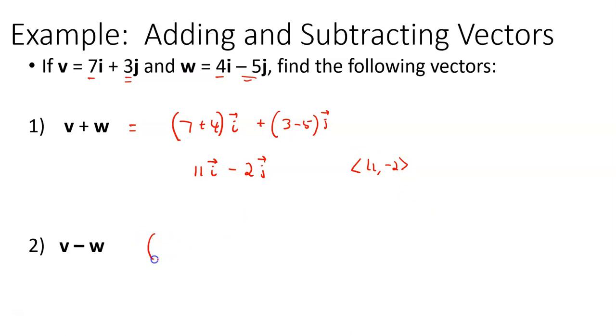The second one says do v minus w. So now we're going to take all the components and subtract them, meaning we're going to do 7 minus 4 in the i direction, and we're going to do 3 minus a negative 5 in the j direction. We still put the plus in between them, right? Because it's ai plus bj. So we're still putting that plus in between to show that it's a linear combination of i's and j's. It's the individual components that are now subtracted instead of added. So 7 minus 4 is 3. 3 minus a negative 5.